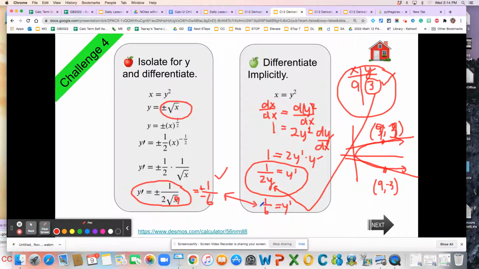So I'd ask you, what would you prefer? Implicit differentiation or isolating for y? You may have noticed the plus or minus there. It's not that there doesn't need to be a plus or minus there. The reason we'd have a plus or minus is if we put negative 3 in here, the result would still be 9. So if I put negative 3 in here, I'd get the negative 1/6. So hopefully that helps you out.